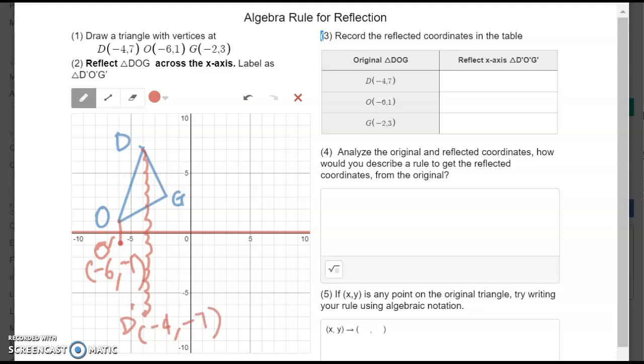Okay, and then finally G is 3 units away. That means I need to go 3 units from this point. 1, 2, 3. So that's going to be my G prime, and it has the coordinate of (-2, -3). Okay, so now I am going to draw the triangles in. Okay, and that is my reflected triangle.